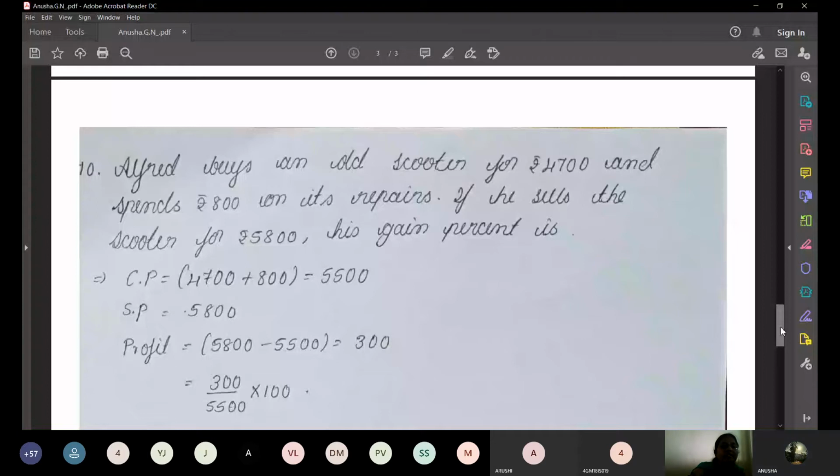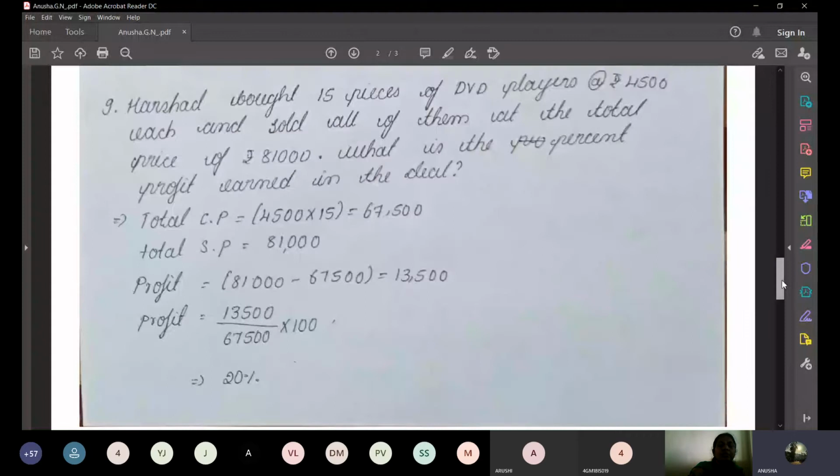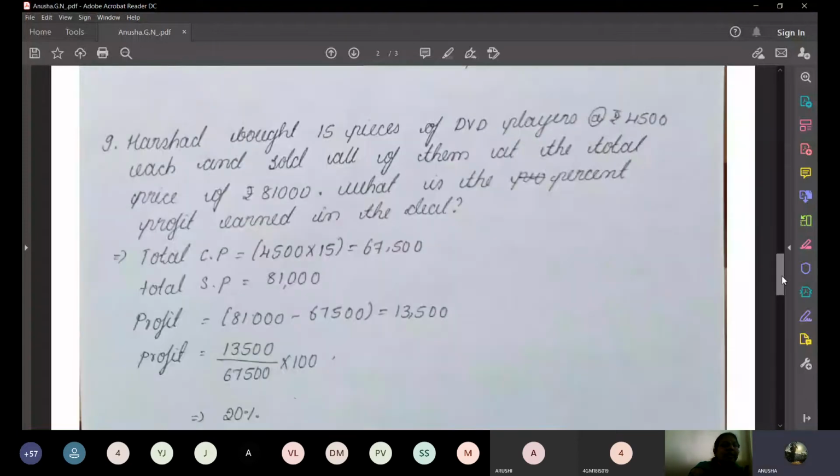See here we have to give the answer in percentage. In the previous problem they gave the percentage and we had to give the answer in rupees. It may be profit or loss. Where is that problem? It is not appearing to me. It's here. A dealer is going to purchase how many DVDs? 15 pieces of DVD players at rupees 4,500 for each. Yes, each DVD costs 4,500.